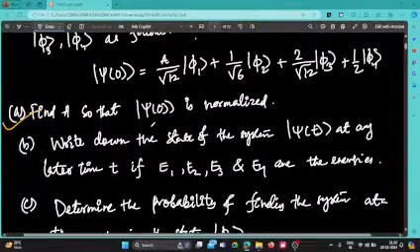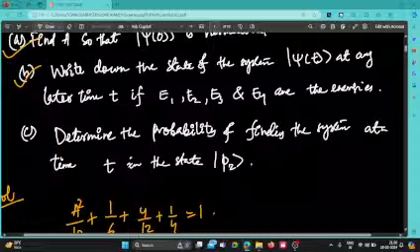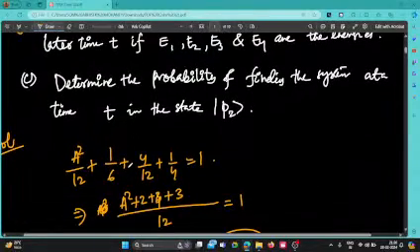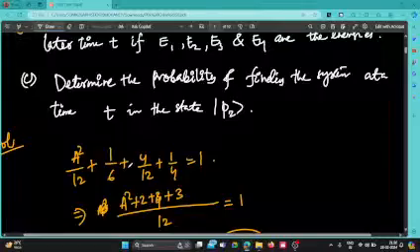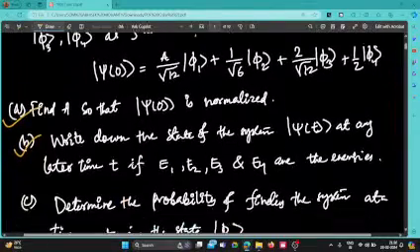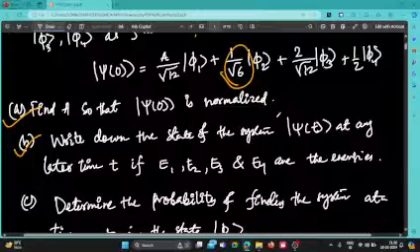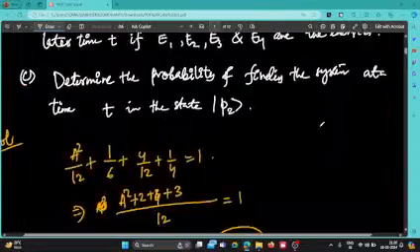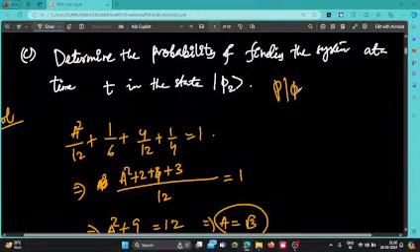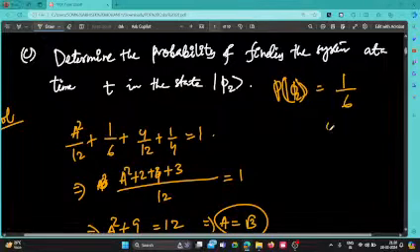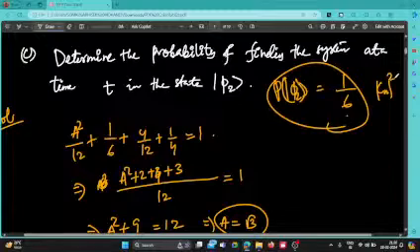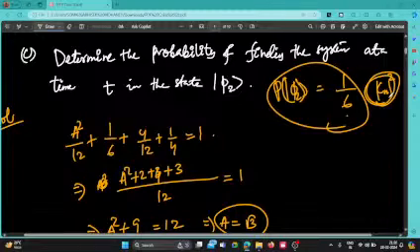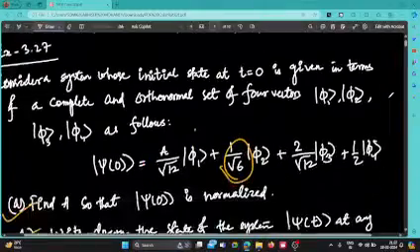So what is the next question? Determine the probability of finding the system at a time t in the state phi 2. Probability is simply the square of the coefficient of that state. For phi 2 the coefficient is 1 by root 6, so its square will be 1 by 6. So the probability of getting phi 2 will be 1 by 6. This is just c_n square, the coefficient of that state squared. So this is this question. Let me know if you have any doubts here.